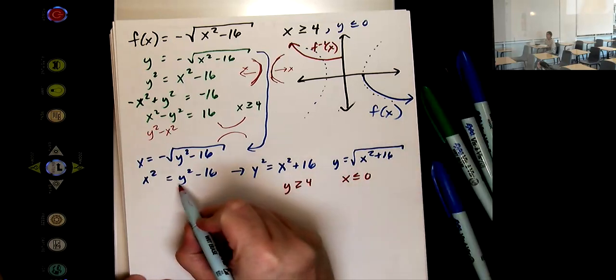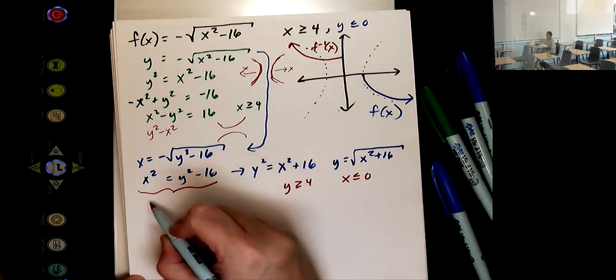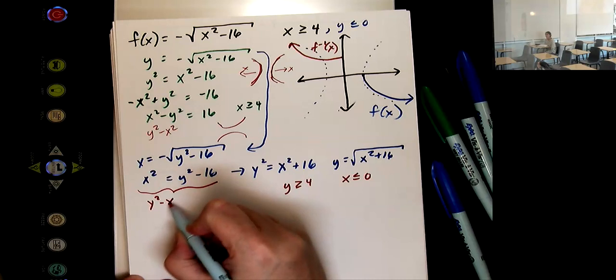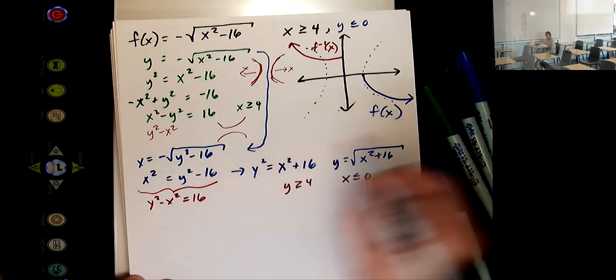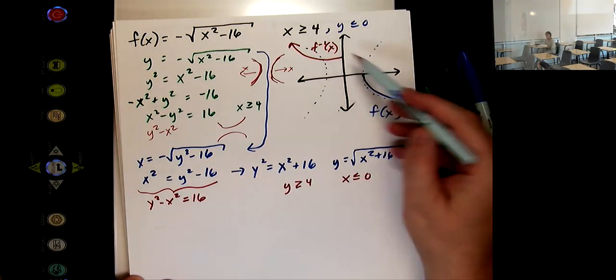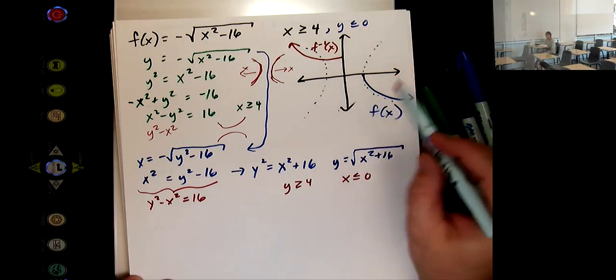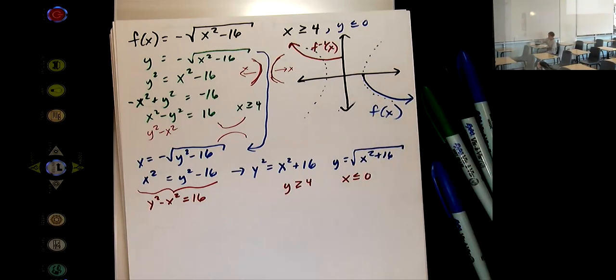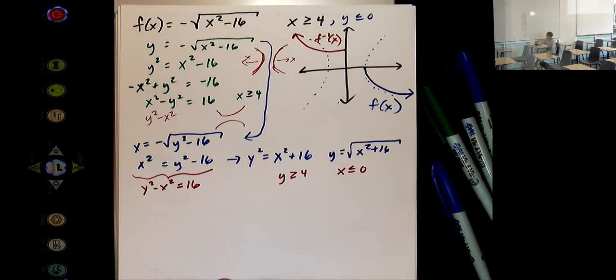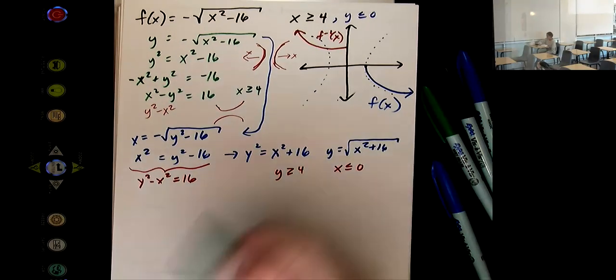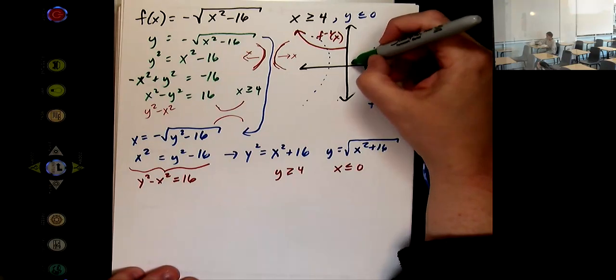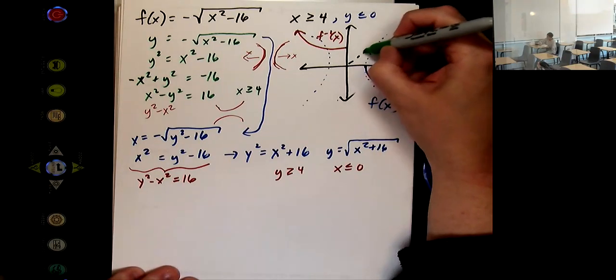Because if I wrote this as a hyperbola, this is y squared minus x squared equals 16. So it's the same hyperbola, but it opens up or down. Something fun about inverses, they are always reflections of each other over the y equals x line.